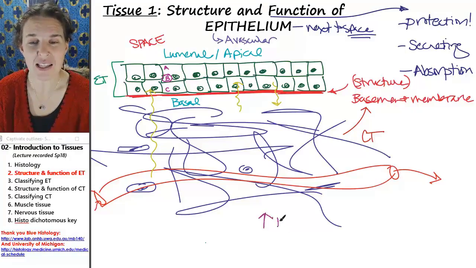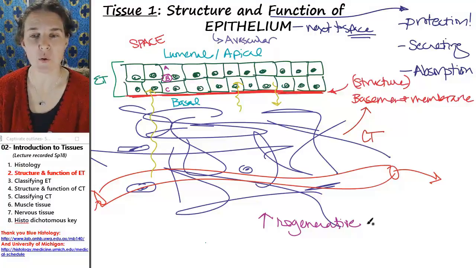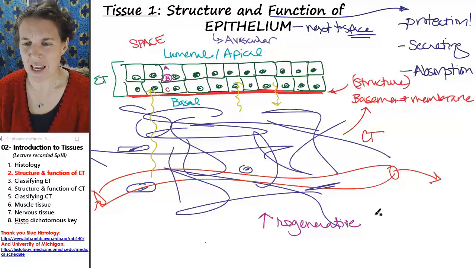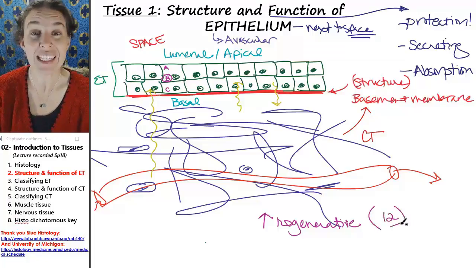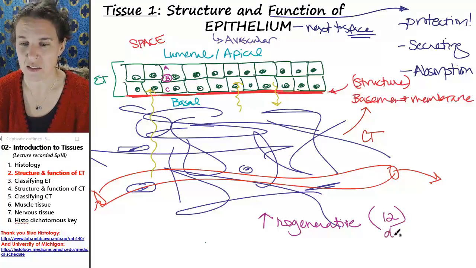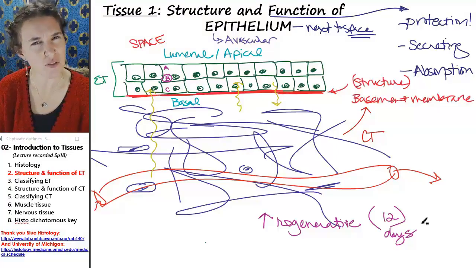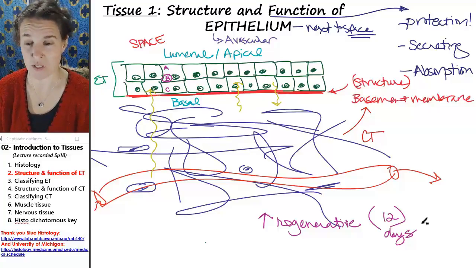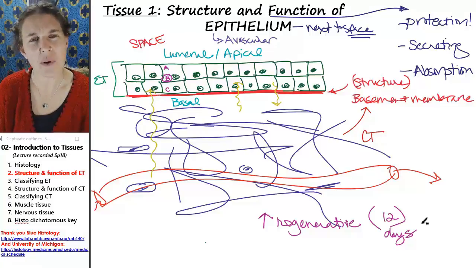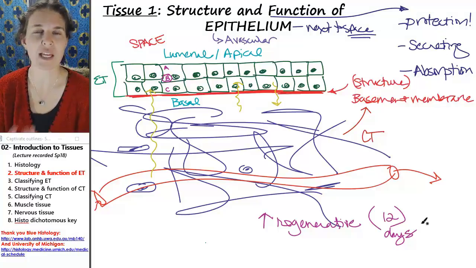Epithelial tissues are highly regenerative. What's that mean? They replace themselves quickly. In fact, I want to say that the epithelium lining your digestive tract replaces itself completely every 12 days. So the entire lining completely regenerates itself every 12 days. That's fast. Your skin does not regenerate itself every 12 days. And why would epithelium be so quick to replace itself?